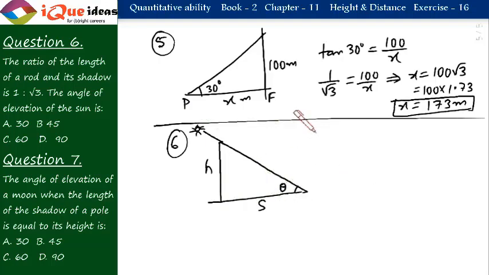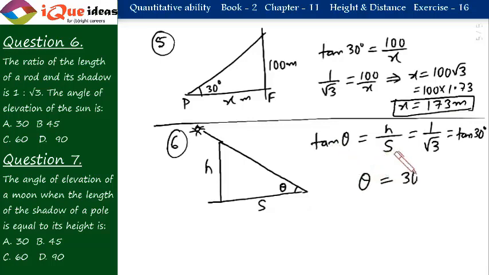Okay. So from here very clearly we can see that tan theta is equal to H upon S. And it's already given that the length of the rod, that is H, and shadow are in the ratio 1 upon root 3. Now we know that 1 upon root 3 is tan 30 degree. So very clearly theta is equal to 30 degree. So the angle of elevation of the sun in this case is straight away 30 degree. So you don't even need to draw the diagram. If you know that the ratio is 1 is to root 3, straight away the angle of elevation of the sun would be 30 degree, right?